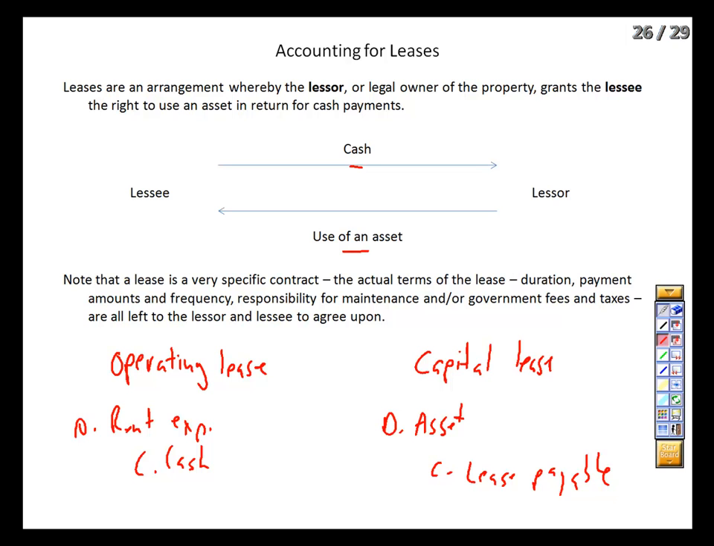This includes recognizing interest expense based on the current amount of principal and applying the cash payment between interest and principal. The problem is, of course, that the observable action is the same under both of those. We make a periodic payment. So when do we have to use a capital lease?